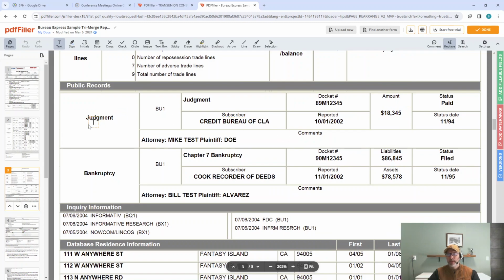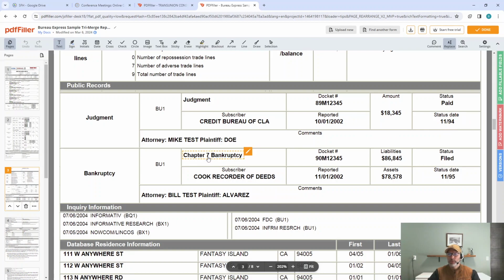The 2 public records that were shown on the credit report would be a judgment from 2002 for $18,345. It is paid, which would be good. If it was not paid, the lender would probably require that to be paid off before they would even loan on it. And the status date of 94.